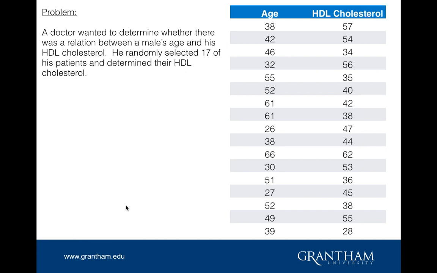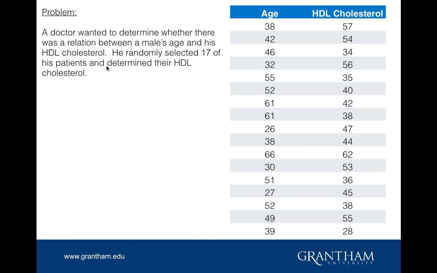Now that we know how to do the scatter plot and the correlation coefficient, let's go ahead and do that for another example that's not found in your textbook. Here, a doctor wants to determine whether there's a relationship between a male's age and his HDL, or so-called good cholesterol. He randomly selects 17 of his patients and determines their HDL cholesterol, and of course records their age. So there's 17 male patients of this doctor, and he has the age and HDL cholesterol listed there.